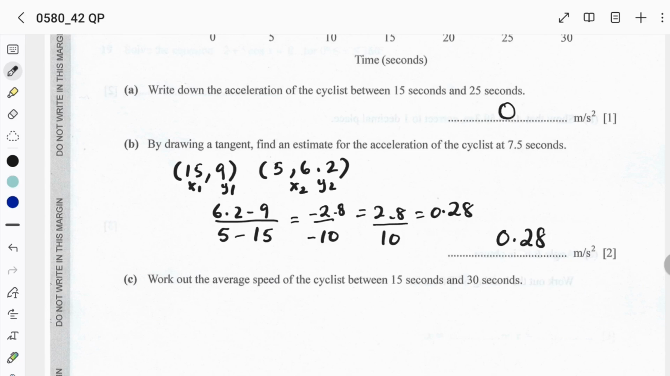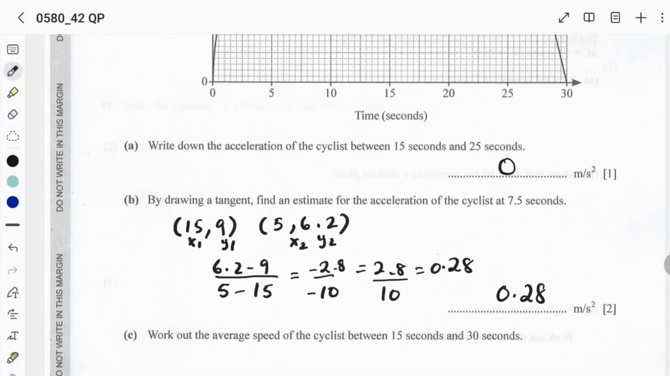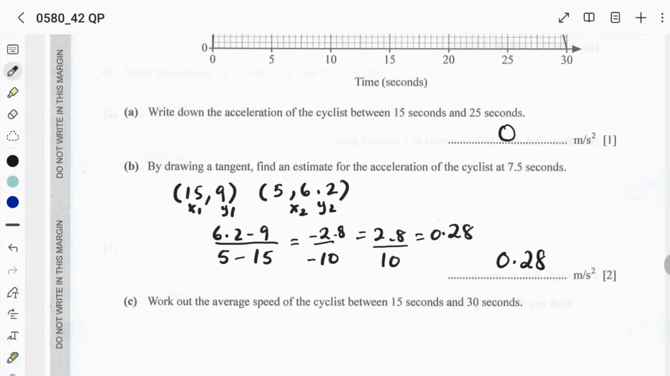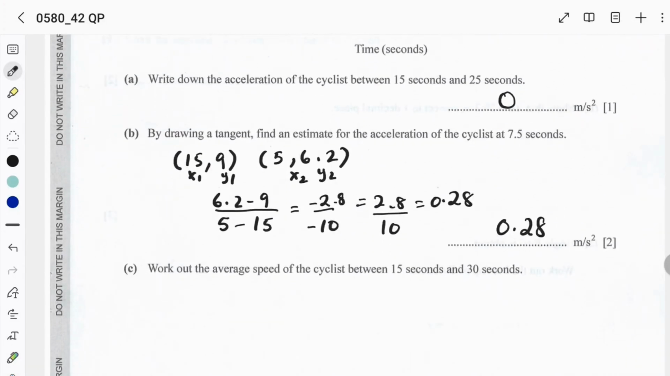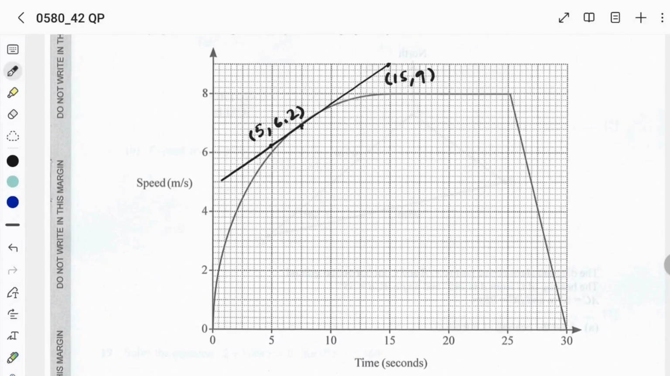Okay, now the next part is part C. Work out the average speed of the cyclist between 15 and 30. Average speed means total distance upon total time. So 15 to 30 seconds. If I draw a line here, it's a trapezium. So for total distance, we'll calculate the area under the graph.